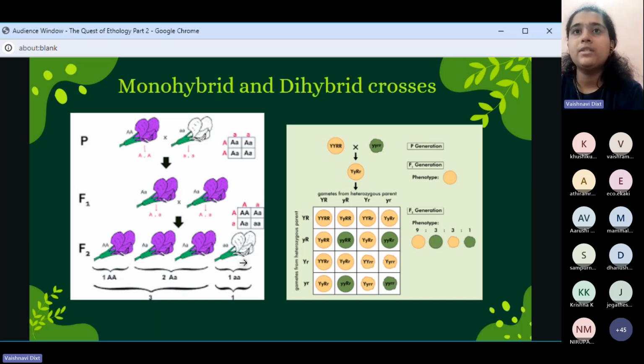Later on, he carried out an experiment considering two traits. Here he considered only one trait, that is the color of flowers.